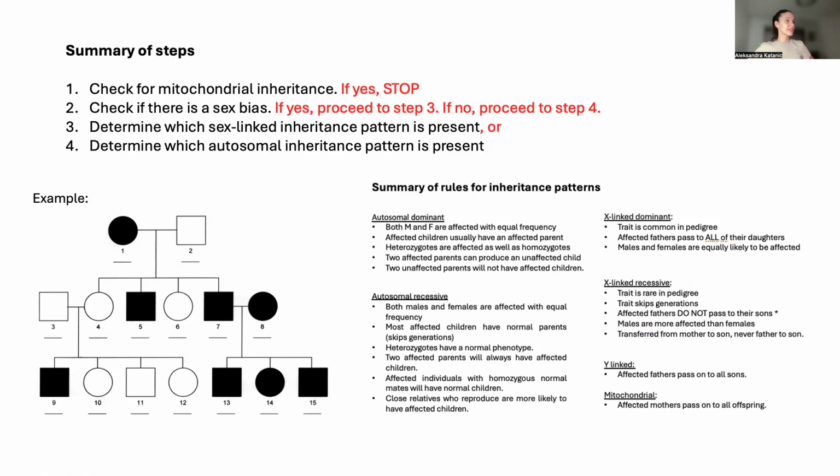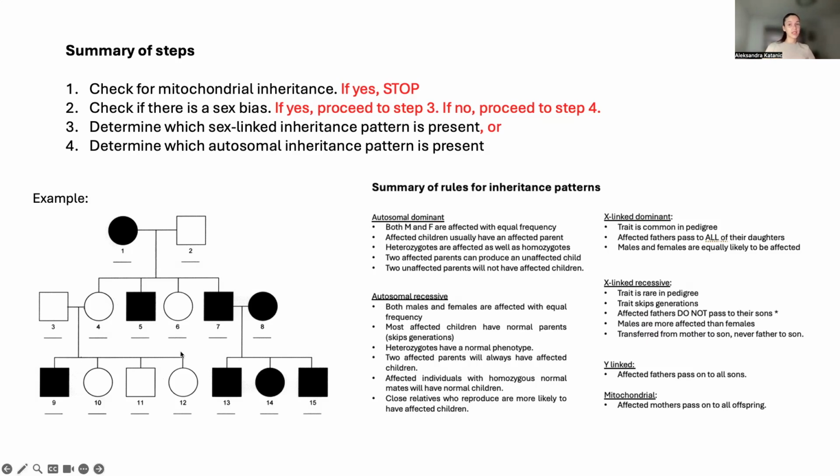Let's have a look at this one. The 4 steps. First one is to check for mitochondrial inheritance. And this is a good one to do first because if it's mitochondrial, we can rule out everything else. If all affected offspring from the mother are affected, and if there's a family where dad's affected and mum's not, and the kids are not, then it's a pretty good indication that it's mitochondrial, and you can just stop there.